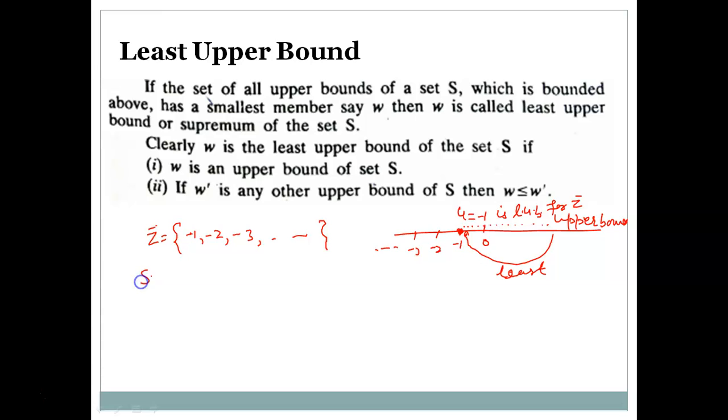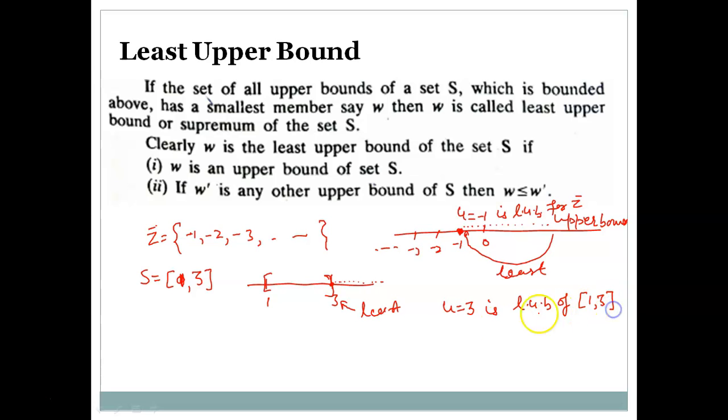For example, if we are taking this set, the closed interval 1, 3, already given on the last slide. So here I told you the representation is like that, 1, 3. In this case, every number on this side is an upper bound for this set. Among these, which one is the least? So 3 is the least. So this is the least upper bound. So I can say u equal to 3 is the least upper bound for the set, this interval 1 to 3.